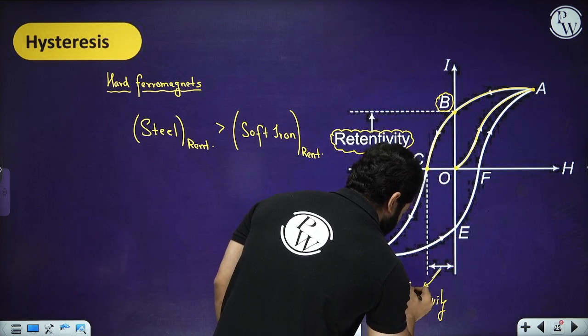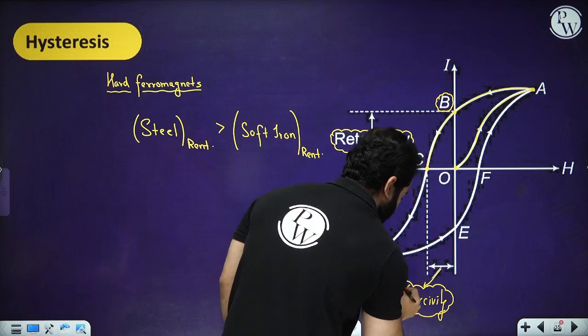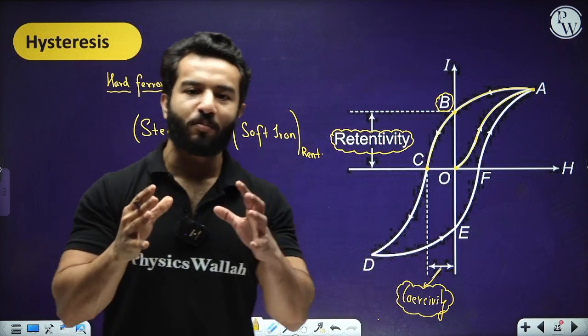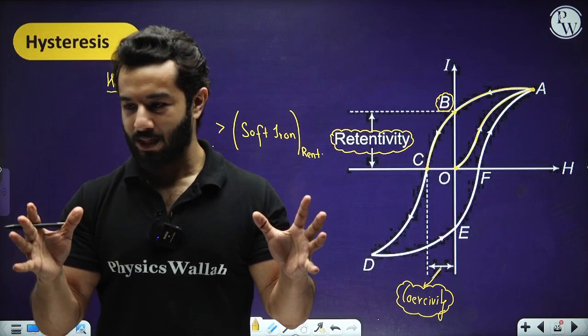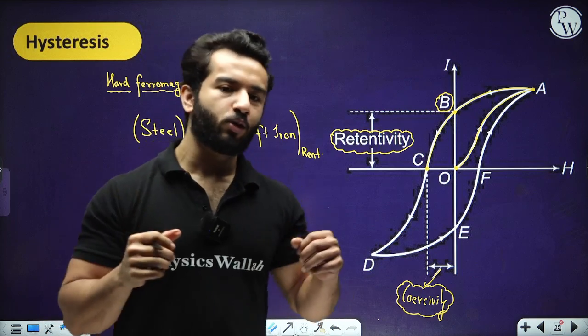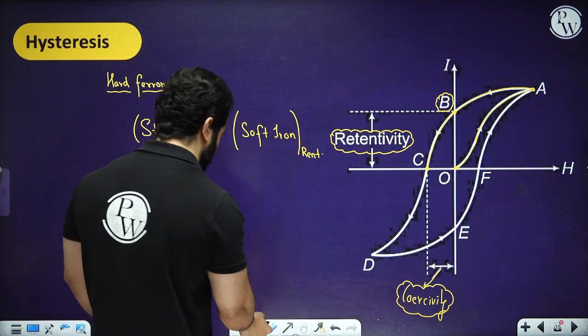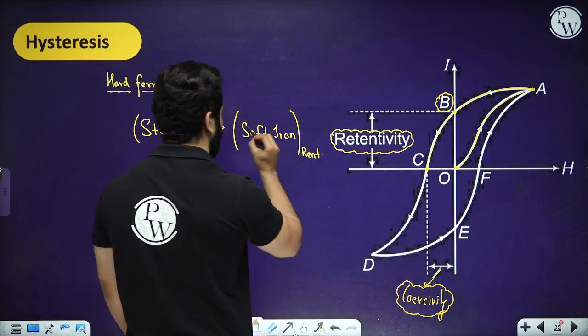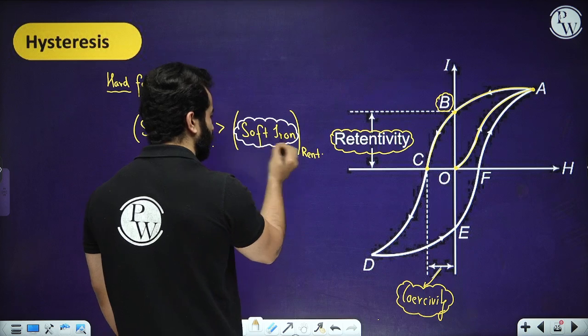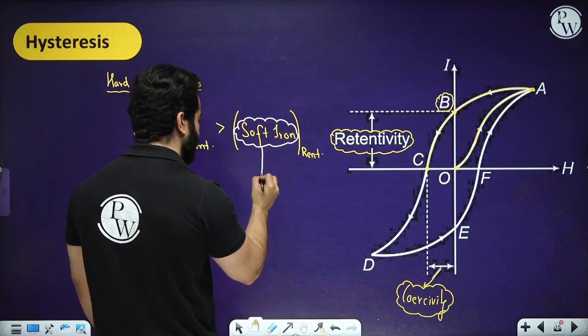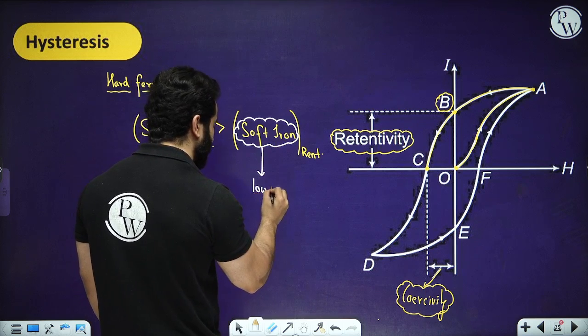So coercivity basically tells you the strength of the magnetizing field in the opposite direction needed to demagnetize the material completely. Now, why do we use, most commonly in cores, wherever we talk about cores, soft iron? Because soft iron has low retentivity.